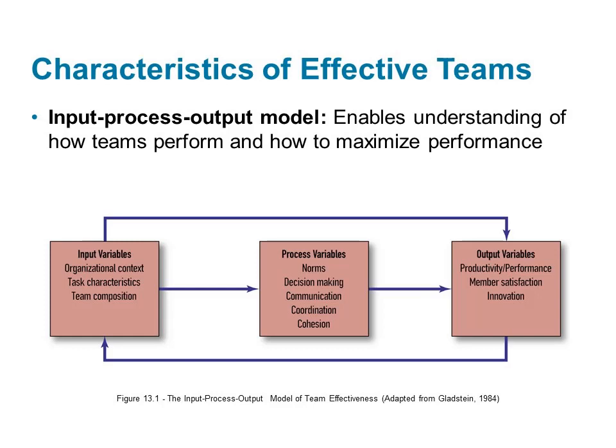This figure is from your textbook and is based on Gladstein's work from 1984. According to this model, team effectiveness depends on 3 things: inputs, processes, and outputs. When we understand all 3, we can make better predictions about a team's performance.